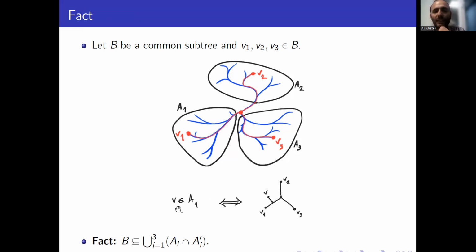This means that if V is in A1 and also V is in the common subtree, then in the other tree, it should also be in A prime 1, because we assume that these 4 vertices are in the common subtree. So the 4 vertices induce the same tree in the 2 trees. It means that if V is in A1, then it should be in A prime 1 as well, and conversely. This shows that all of the vertices in the common subtree should be included in this union, which is the union of Ai intersection with A prime i.